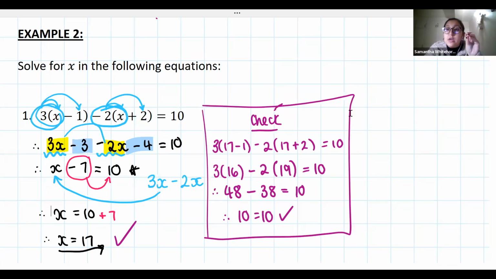Okay, so nothing changes really once we introduce distribution. The only thing we need to remember is to do distribution first before we apply our inverse operations. Otherwise, it stays the same. We're not changing anything drastically. It still has the same sort of order of work as what we have been doing last week.